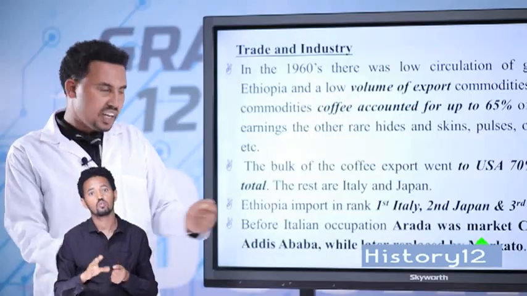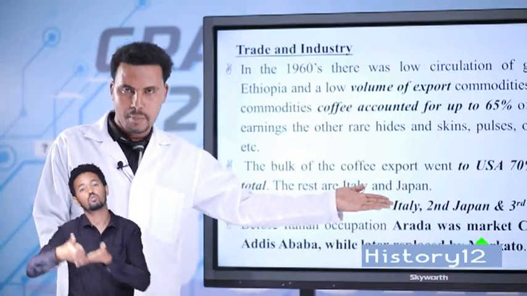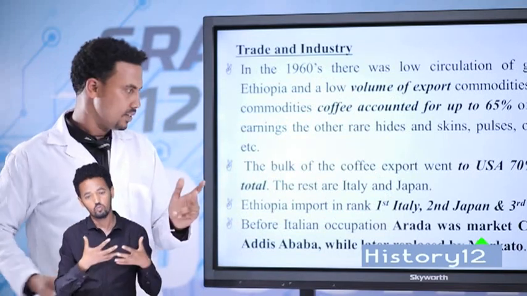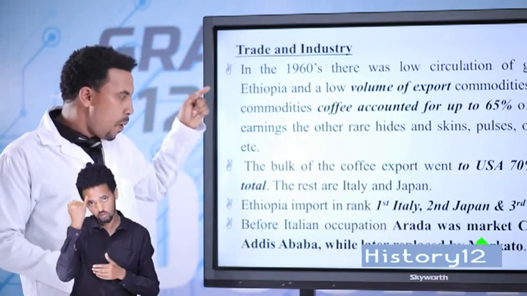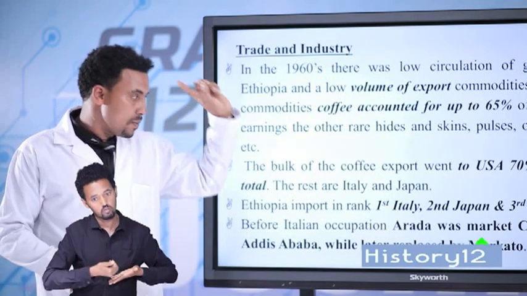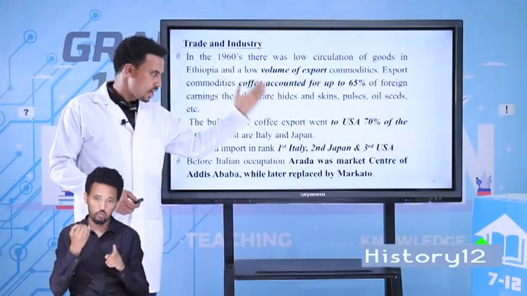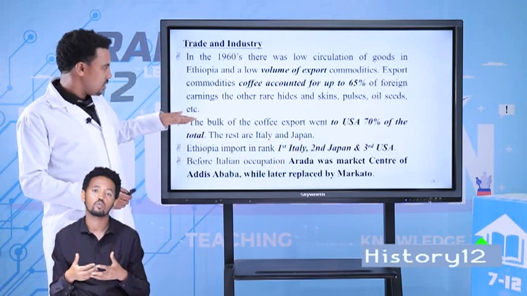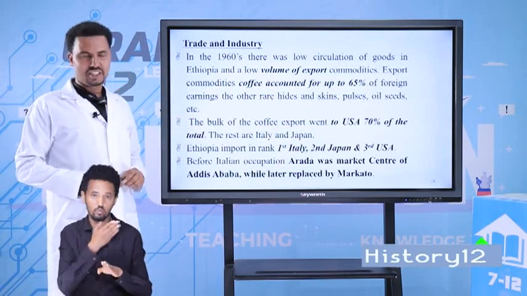Ethiopian export. The next, Italy. The third one, Japan. Ethiopian export was first dominated by USA, then Italy, third Japan. Ethiopia imported, in rank, from Italy first, then Japan and USA. Those are imports.